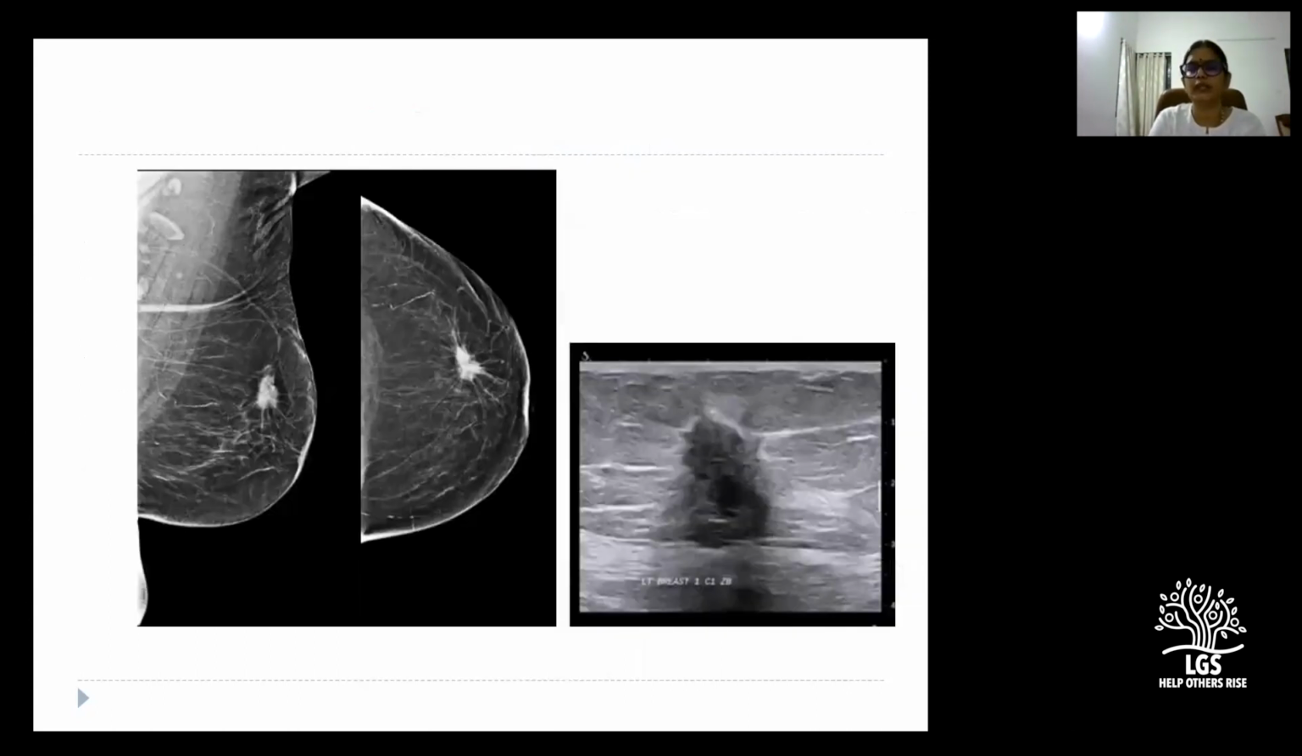So this is one other useful method. Again, this is another spiculated lesion. If you see, there are a lot of spicules, not as much as the other one, but quite a lot of spicules. And on ultrasound also, you see spicules radiating from that lesion. Those sharp angles you can actually see there as well.